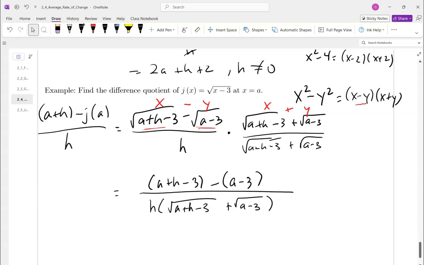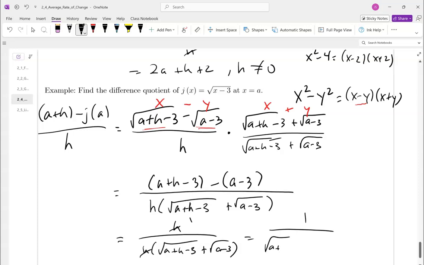What do you get on top now when you simplify? Just an h, right? You get a minus a, those cancel. You get negative 3 minus a minus 3, those cancel. You should get h over h times square root of a plus h minus 3, a minus 3. And now we're at the promised land. What can we do now? Cancel the h's. Good. We get 1 over square root of a plus h minus 3 plus square root of a minus 3.